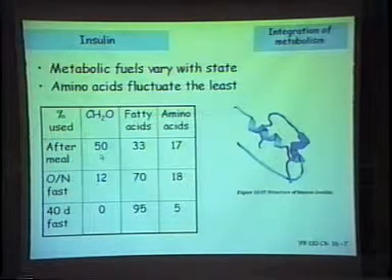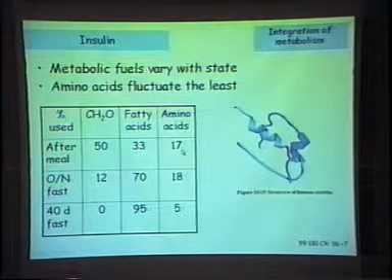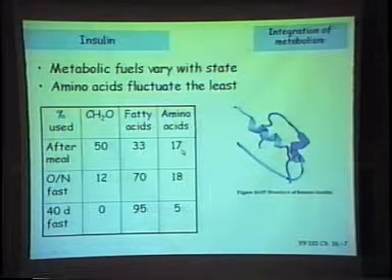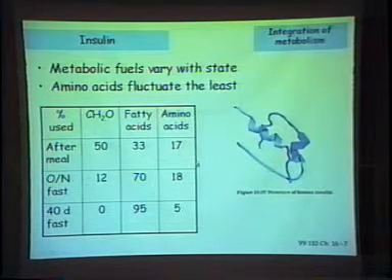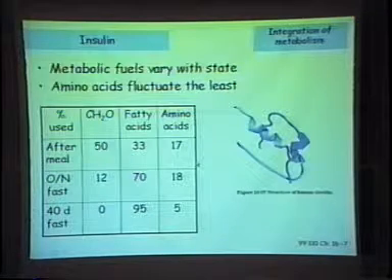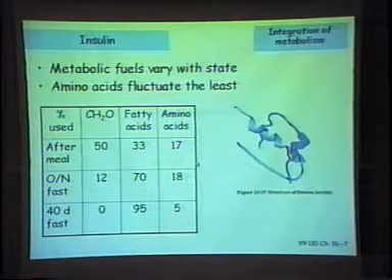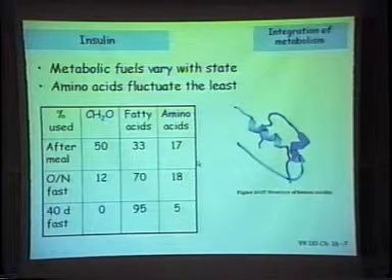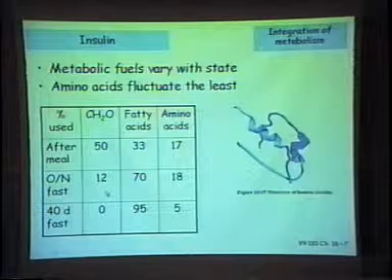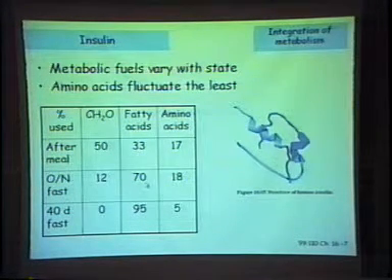50% of your energy will be coming from carbohydrate, about a third from fatty acids, about 17% from amino acids, even at that time. If, on the other hand, you don't have any snacks between your 6 o'clock dinner and your breakfast the next morning at 7 or 8 or 6, that would be an overnight fast, 10 to 12 hour fast. That's enough time to make a significant shift in how the body utilizes fuels.